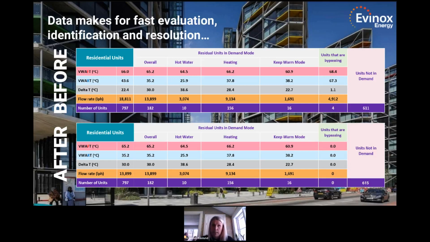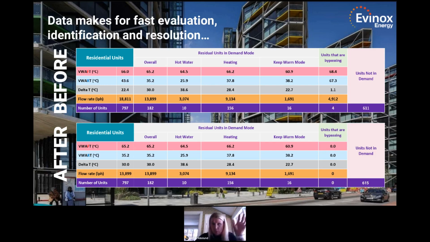Just going to finish with this little overview. This is one project where we have supplied 797 HIUs. It was in 2014 these were installed, so they've been installed for a while. We did an analysis, so this is one moment in time really, and we could see at this time the aggregate, not average, so in this VWART and VWAFT, the figures are aggregate, so we have calculated the aggregate return temperatures at that moment in time from all the HIUs.